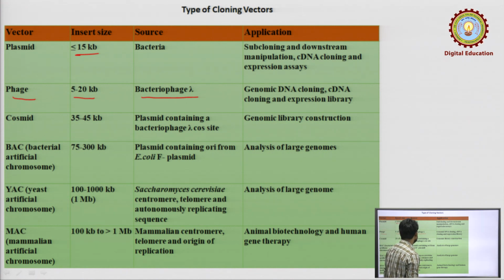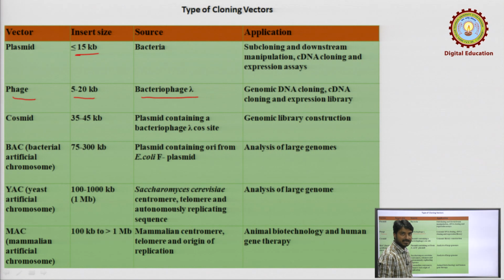Next is the cosmid. A cosmid is a recombinant molecule which contains the cos sites from the bacteriophage and a plasmid. So in cosmid, 'mid' is from the plasmid and 'cos' is from the cos site. It can have an insert of around 15 to 45 kb, and it is basically used for preparing a genomic DNA library.